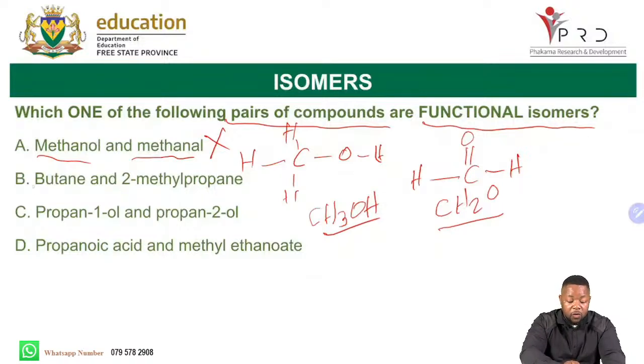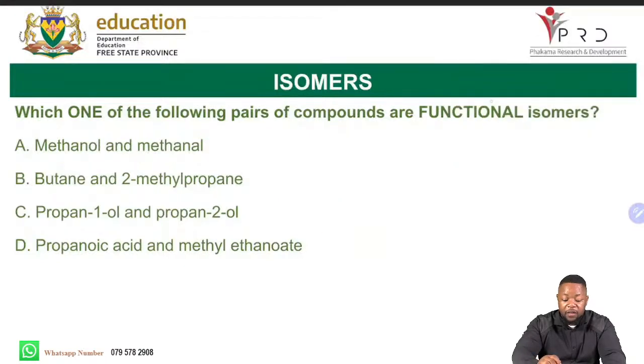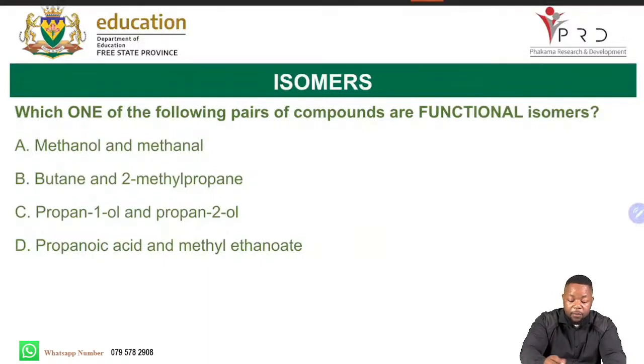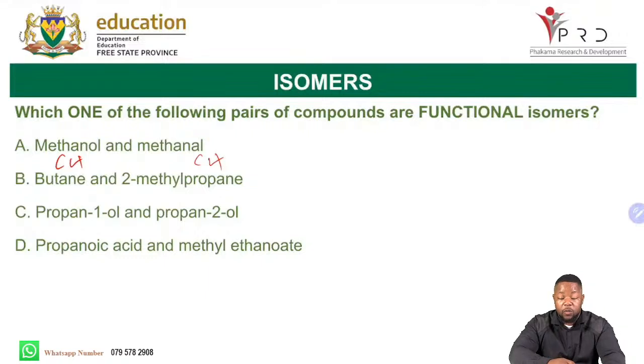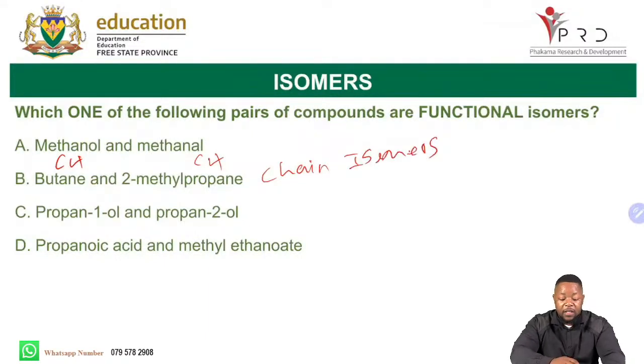Now, we can also look at them without drawing them. If we look at butane and 2-methylpropane, those substances are isomers, yet they are not functional isomers. Butane has 4 carbons, and 2-methylpropane also has 4 carbons, and the number of hydrogens will also be equal, but they are not functional isomers. They are only chain isomers. So it is very important to identify that these are chain isomers.